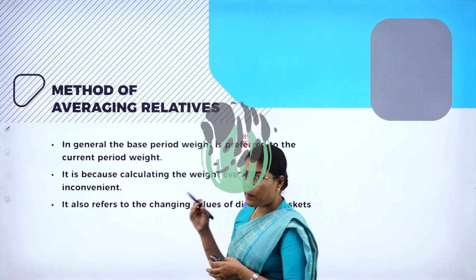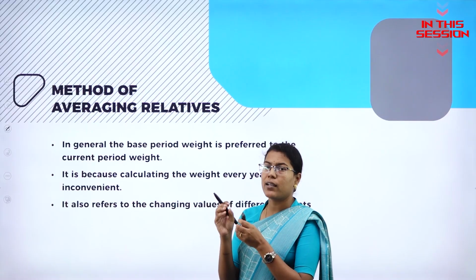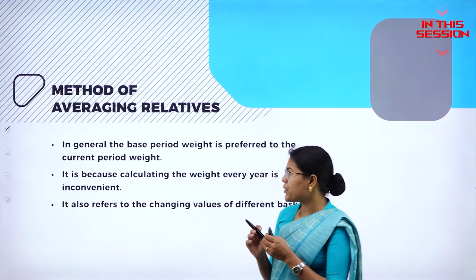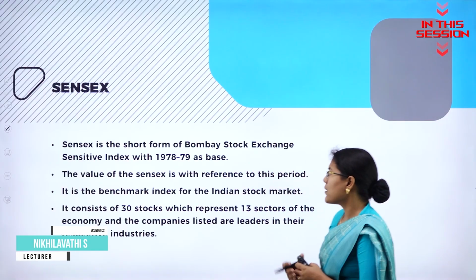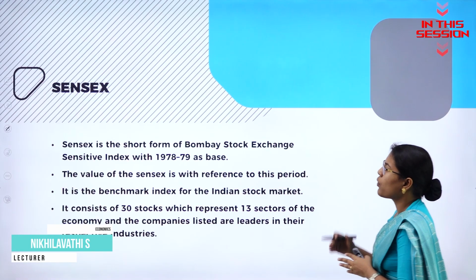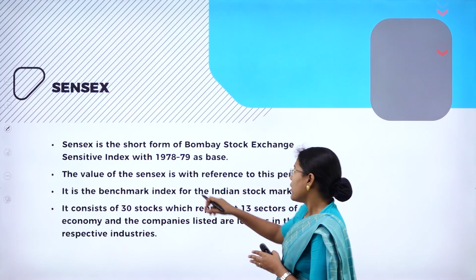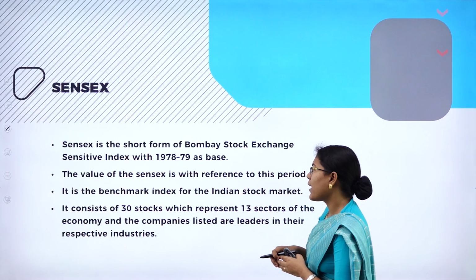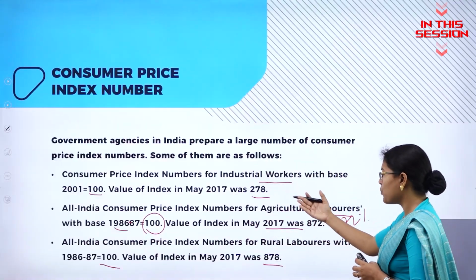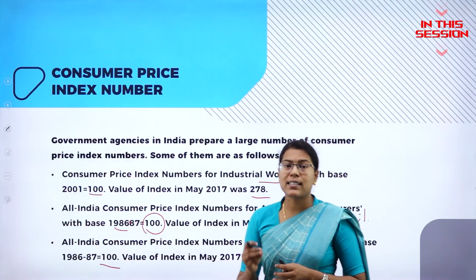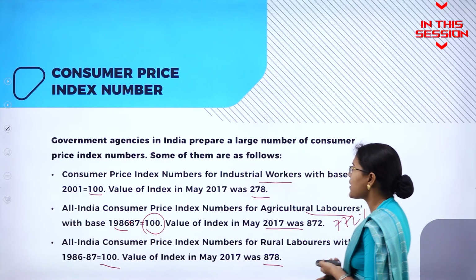In general, the base period weight is preferred. So generally the base period weight is taken, that is Q0, and the current period weight. So Sensex is the short form of Bombay Stock Exchange Sensitive Index with 1978 to 79 as the base year. There is an increase by the year 1986 to 2017 by 778% in the All India Consumer Price Index.